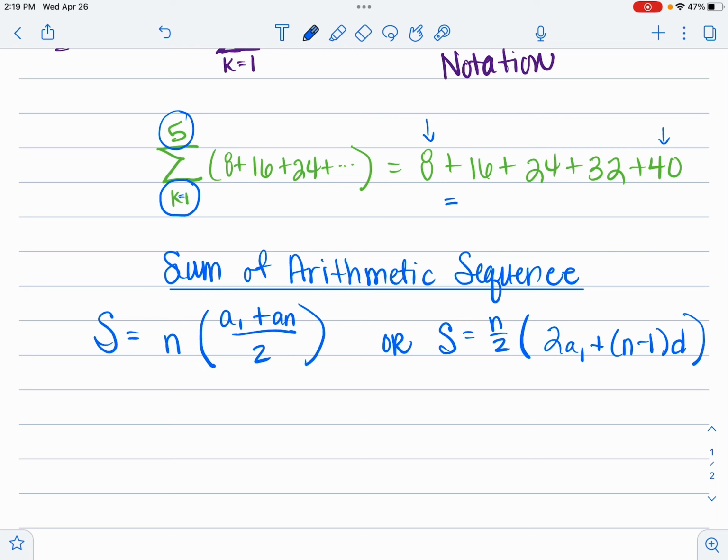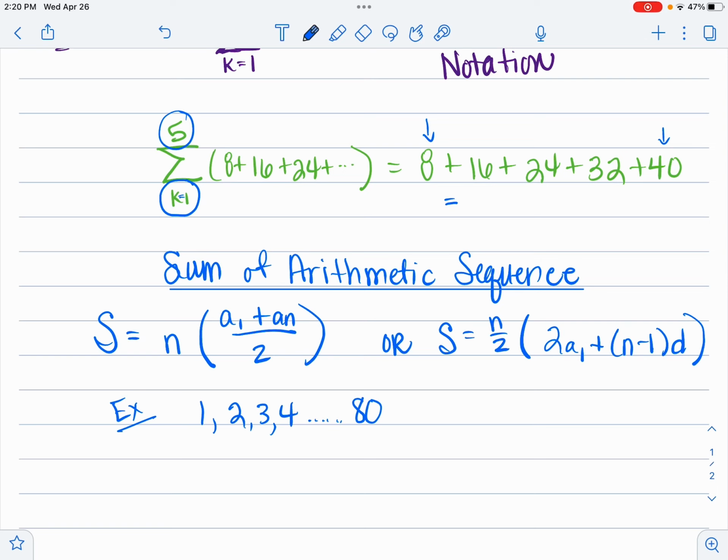Okay, this is a good one. What if I said find the sum of the first 80 numbers? So 1, 2, 3, 4, all the way to 80. If I added up all the numbers from 1 to 80, what would it be?